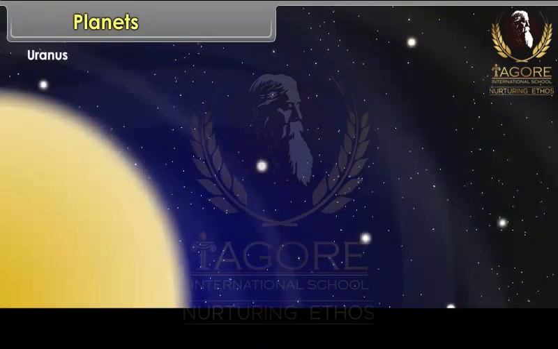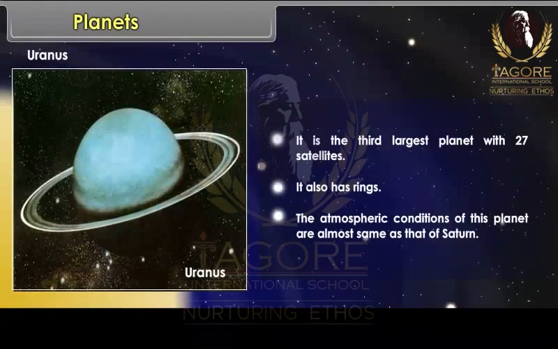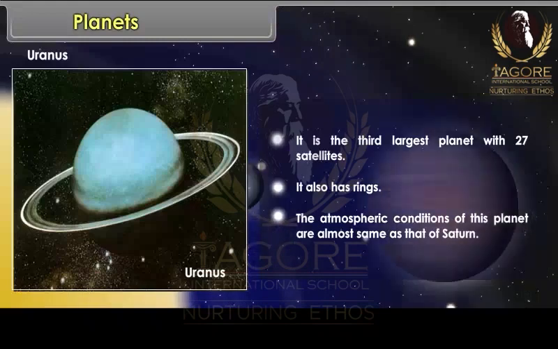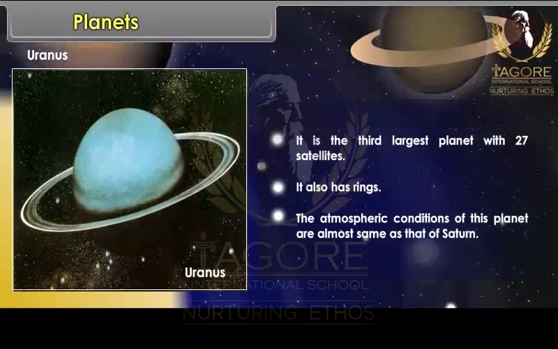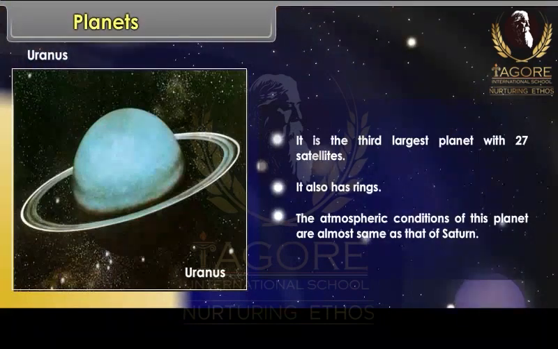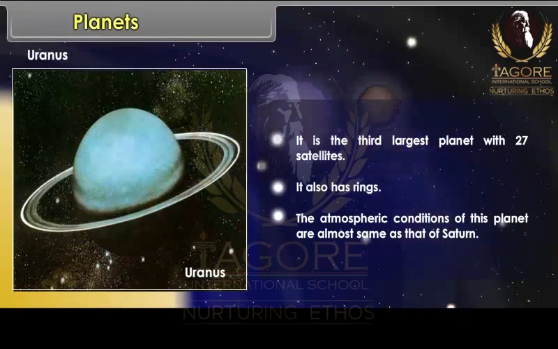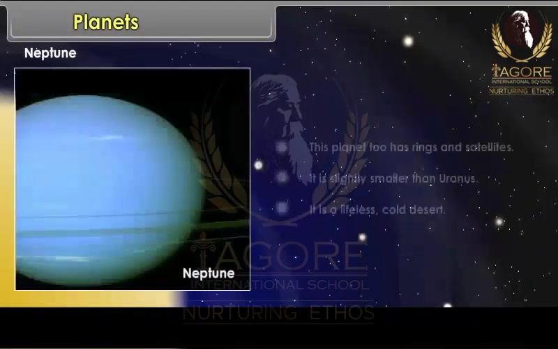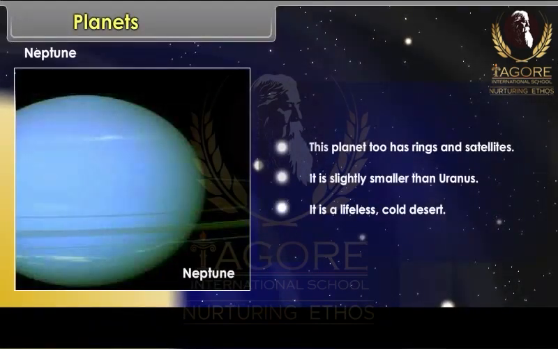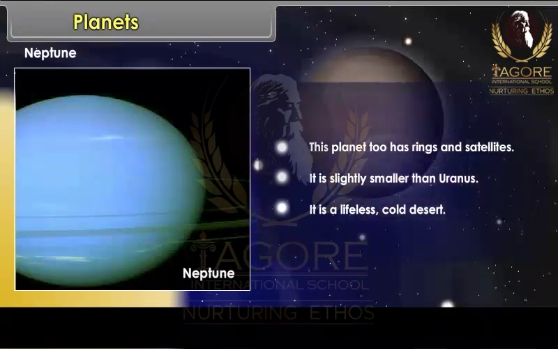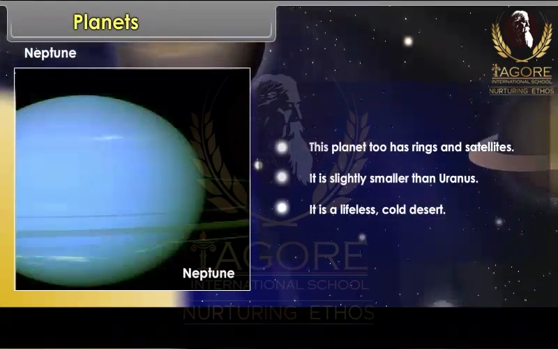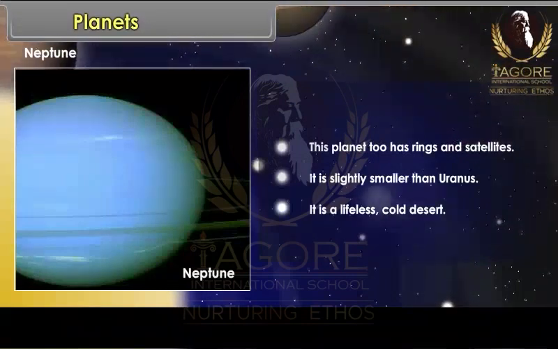Uranus. It also has rings. The atmospheric conditions of this planet are almost the same as that of Saturn. Neptune. This planet too has rings and satellites. It is slightly smaller than Uranus. It is a lifeless, cold desert.